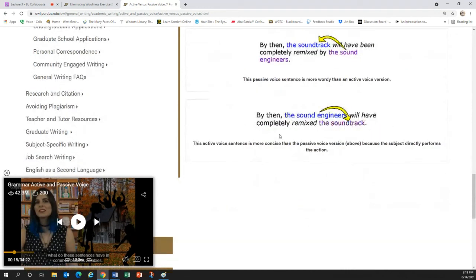By then, the sound engineers will completely remix the soundtrack. So we cut out several words there. So active and passive voice can help you with wordiness, and it makes your writing sound clear. It makes you sound sure of yourself, right? Okay. Assertive.